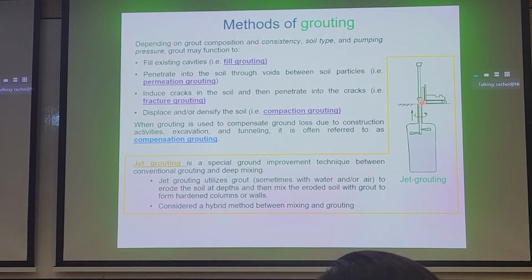The third type, on the third bullet point, is if you want to compensate and you're expecting ground movements from tunneling or excavation, and you want to minimize the damage to adjacent infrastructure, then you'll carry out compensation or fracture grouting. The next type is if you just want to compact the soil, then you can inject high pressure, low mobility bulbs and carry out compaction grouting. So it really depends on what your prevailing objective is in the field.